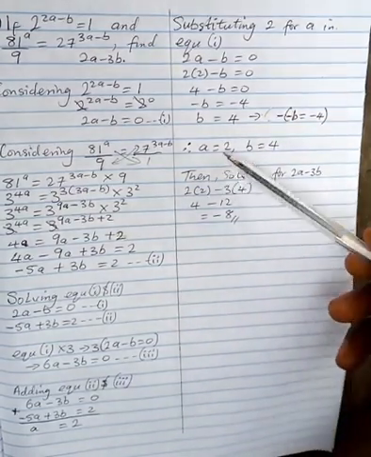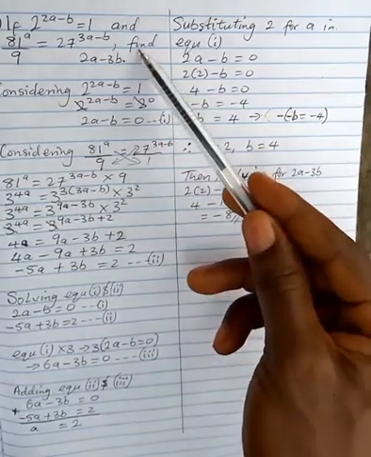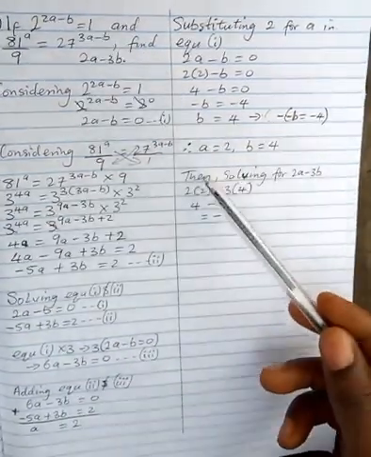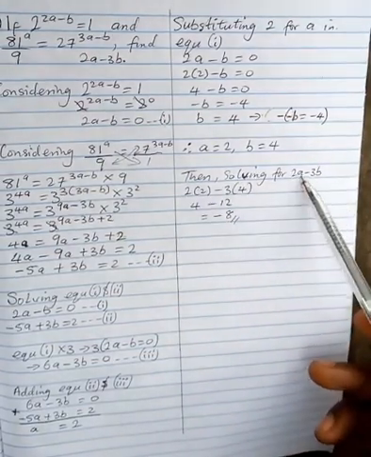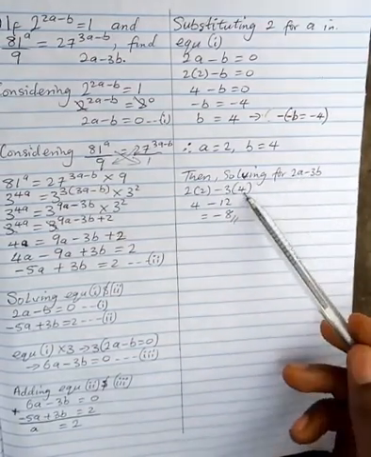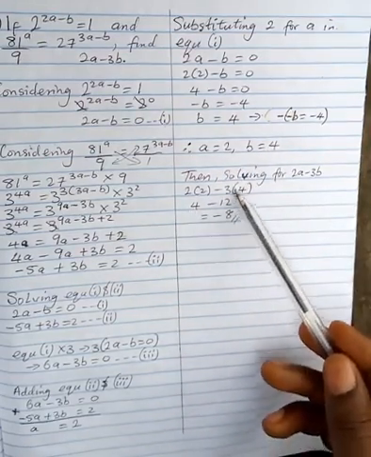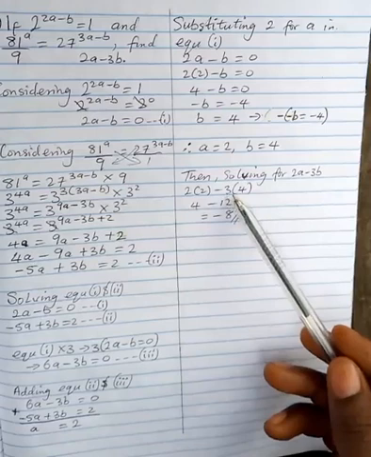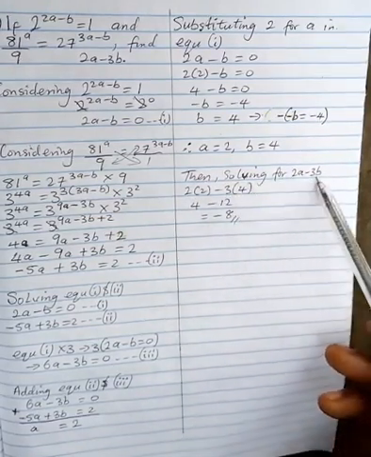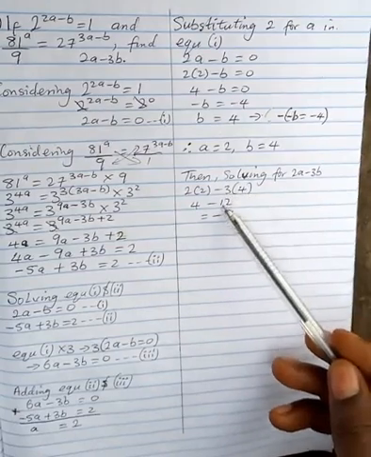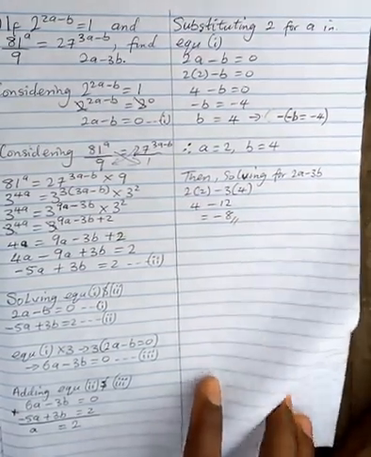But this is not where the question ends, unlike the first question we treated. Here we are meant to find 2a minus 3b. We put 2 where we have a, and 4 where we have b. Now 2 times 2 is 4, minus 3 times b, and b is now 4. So 3 times 4 is equal to 12. 4 minus 12 is equal to minus 8. That's it for that one.